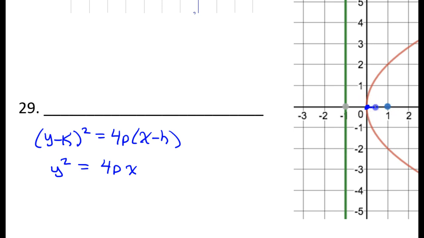Now, the p value, that's the distance from the vertex to the focus, which they gave me right here. So this is the p value. So p is equal to 1. Because it's to the right, it is positive. If it had been to the left, I would have put a negative 1. Now, substituting in a positive 1 will really make the p go away, because 4 times 1 is just 4. So that gives me a final answer of y squared is equal to 4x.